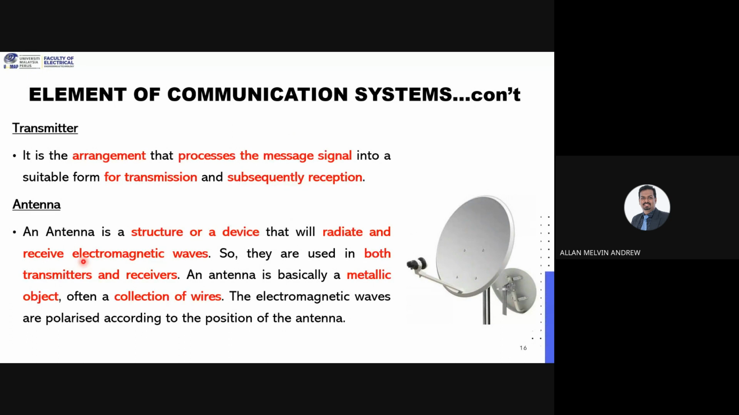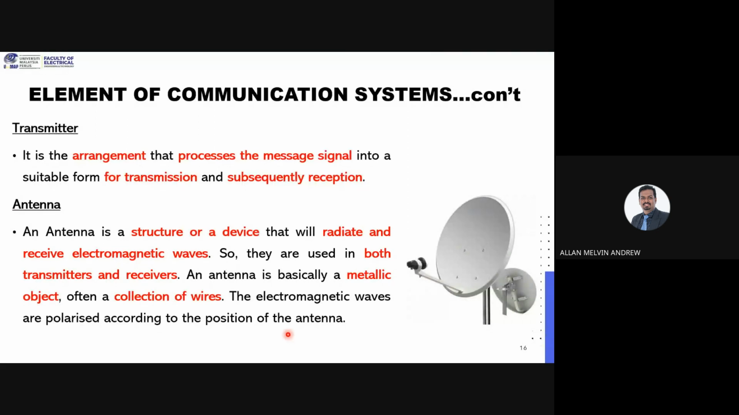An antenna is a structure or device that will radiate and receive electromagnetic waves. They are used in both transmitters and receivers. An antenna is basically a metallic object, often a collection of wires. The electromagnetic waves are polarized according to the position of the antenna. I don't know whether you have experienced this.